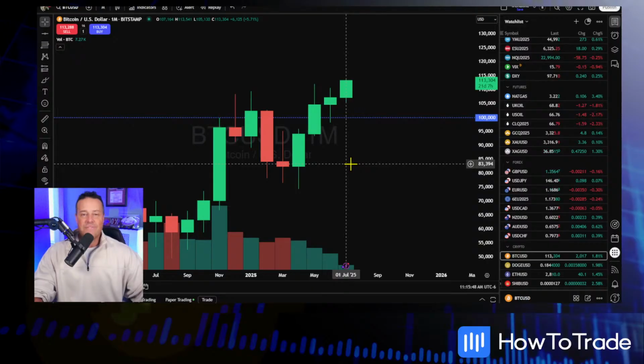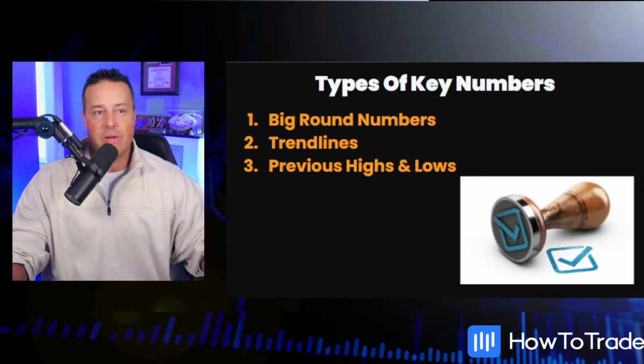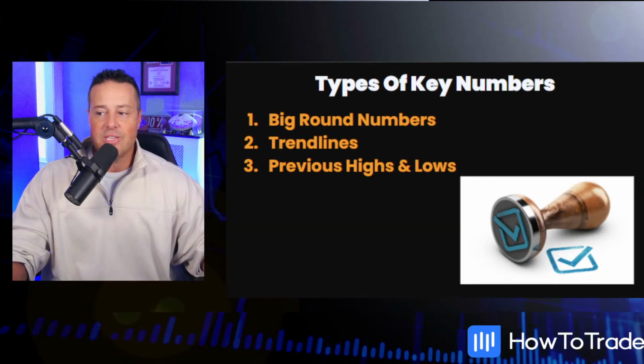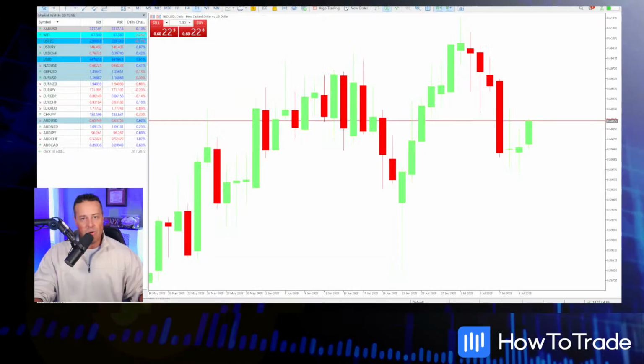So that's the first kind of key level, big round number. Now there's another kind, and it's trend lines. Okay, trend lines, a little bit more tricky. They're a little bit more difficult. I'm going to show you my basic rules for drawing trend lines. Right here, this is your MT5 platform on Switch Markets. For me, it's all about the third touch on a trend line.